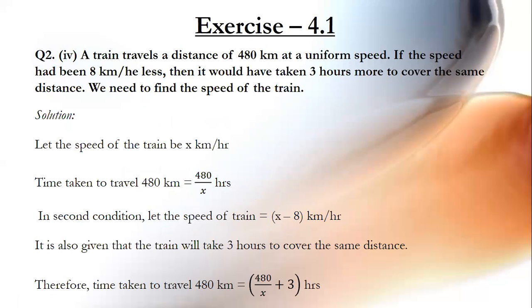So now let us move on to the next one. A train travels a distance of 480 km at a uniform speed. If the speed had been 8 km per hour less, then it would have taken 3 hours more to cover the same distance. We need to find the speed of the train. So let the speed of the train be x km per hour. Time taken to travel 480 kilometers will be 480 divided by x, the distance divided by the speed.